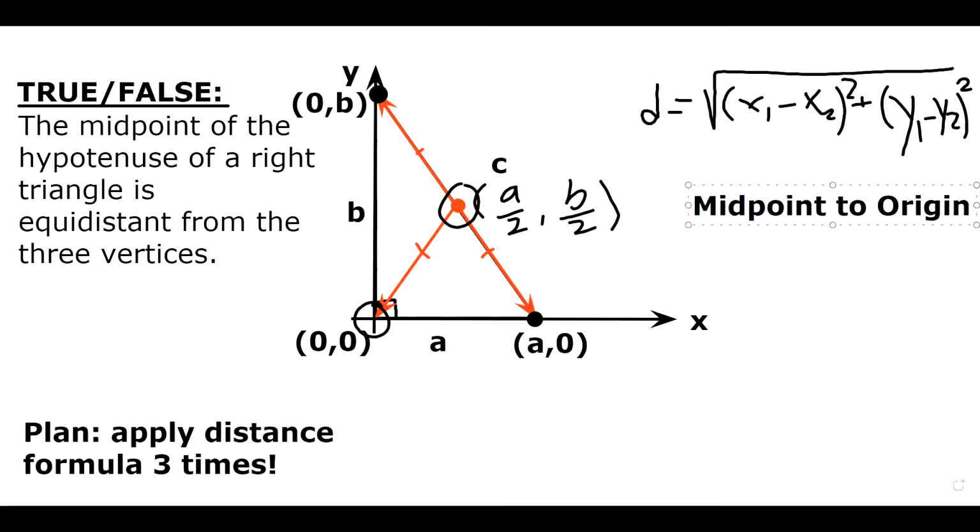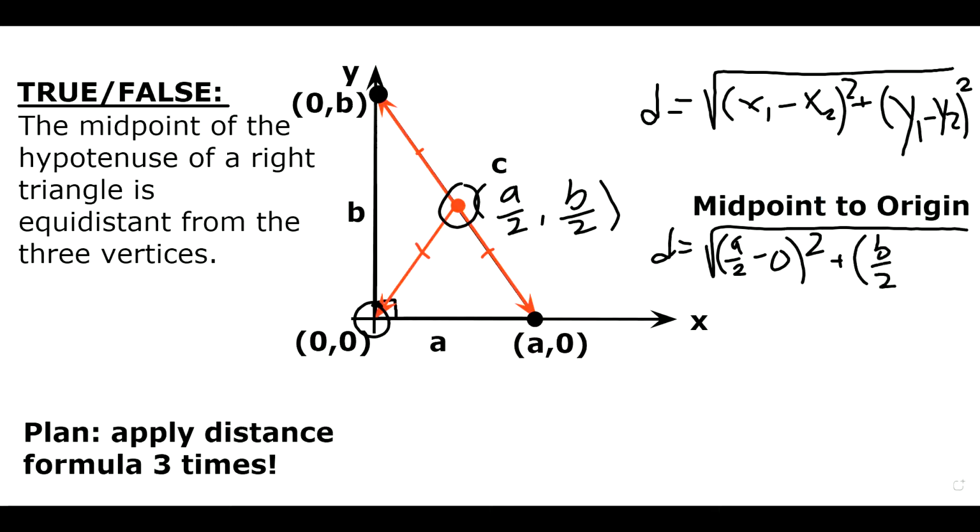Midpoint to origin. Okay, so here we're going to have that the distance is the square root of, okay, so the first x value is going to be a/2. And the origin is just 0, 0. So we're going to subtract 0 and square that. And we'll add this to, well, what's the y value? b/2. We'll subtract 0 again from the origin and square it.